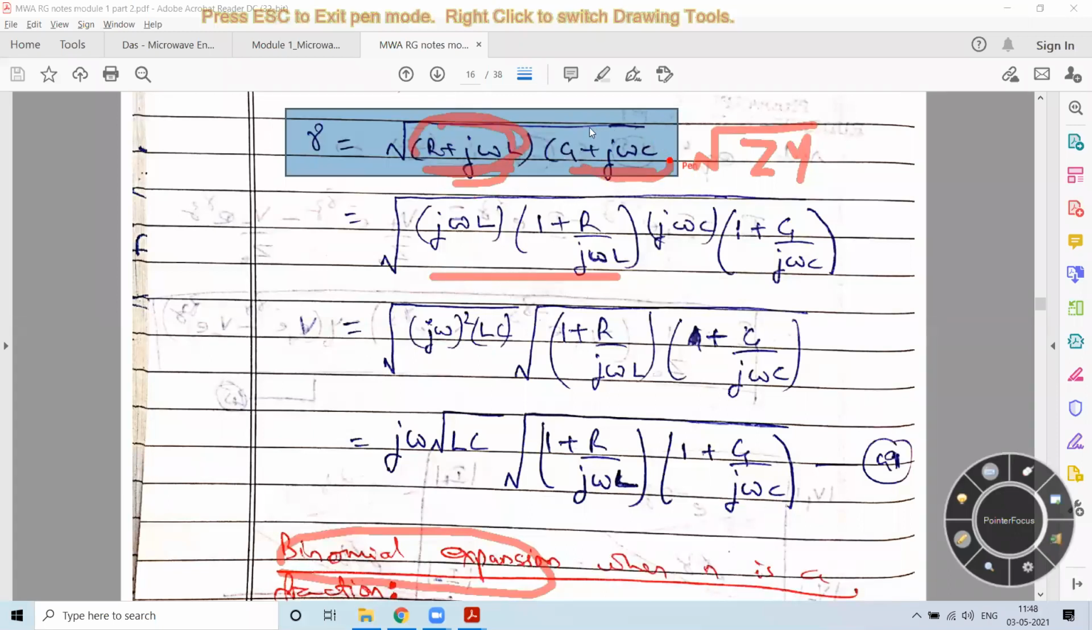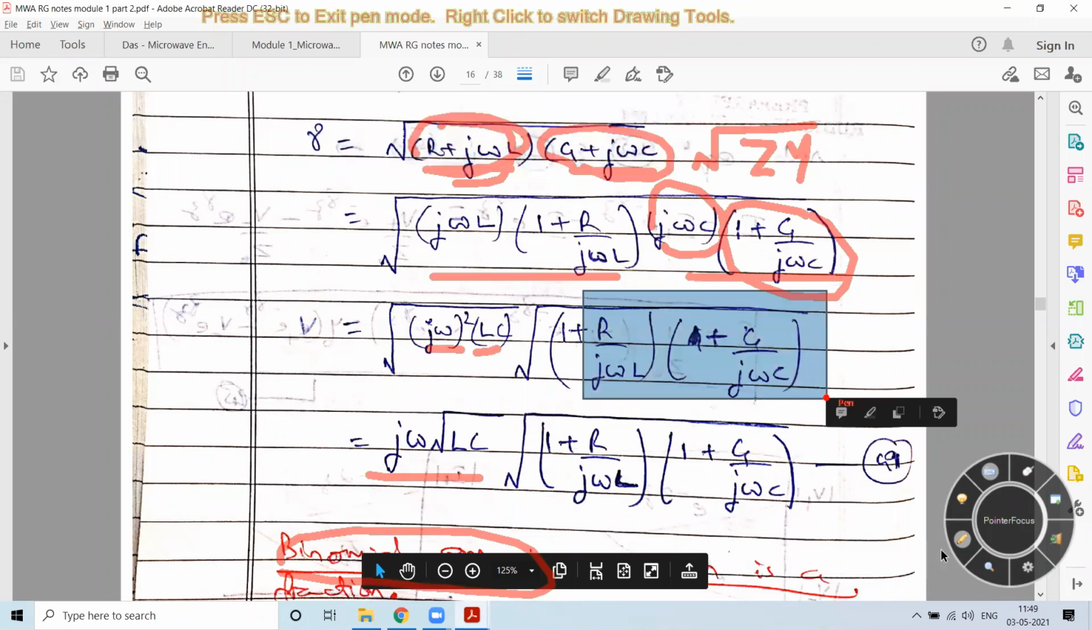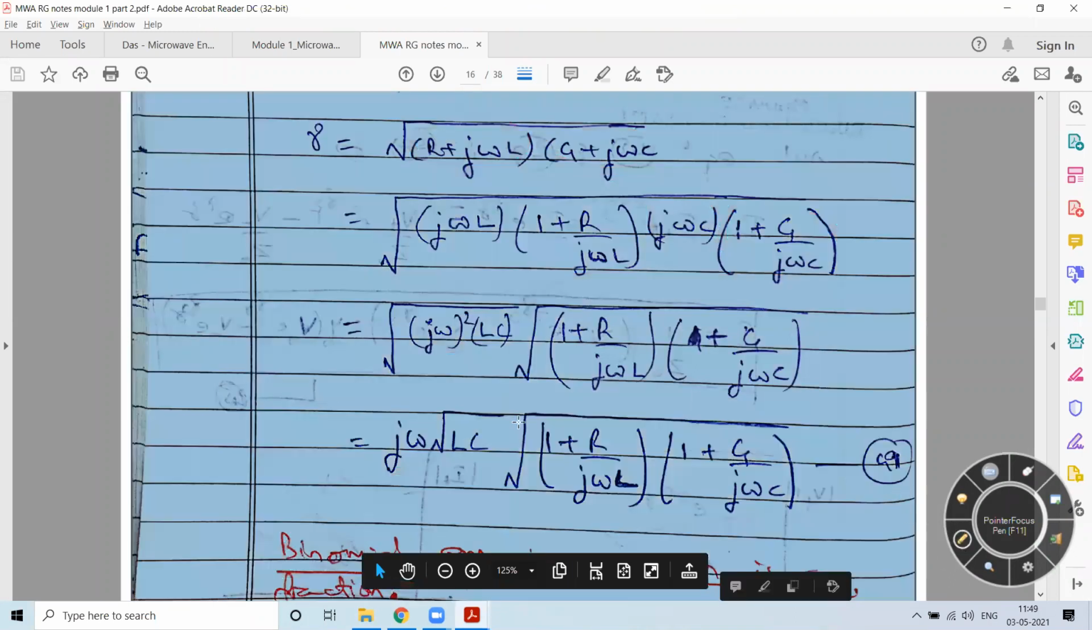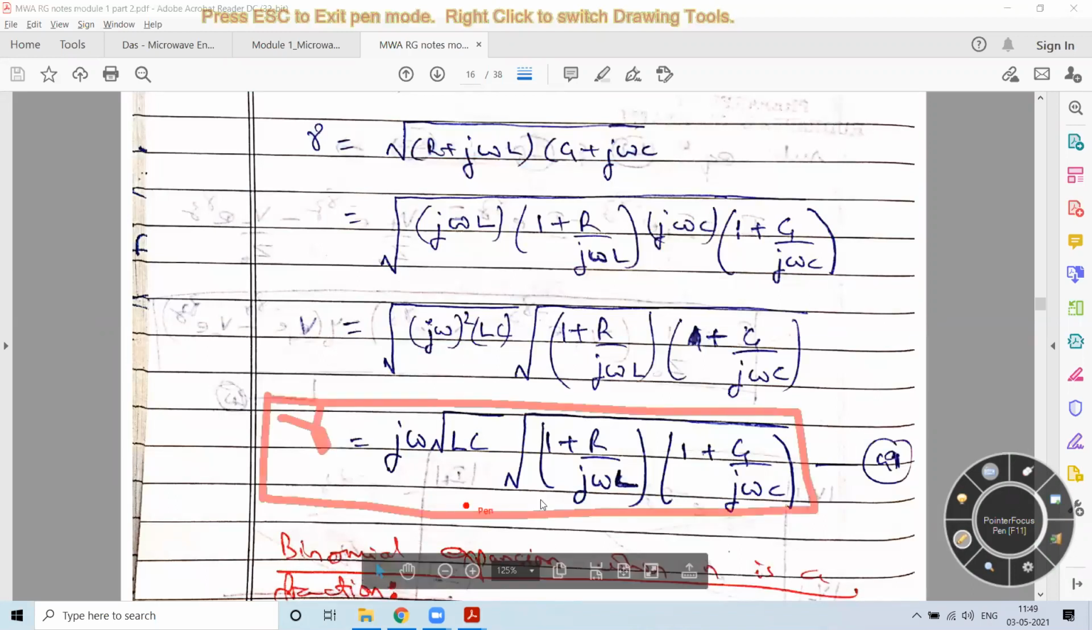And from here, I'll take jωC common. So when I take jωC common, I'll be getting 1 plus G divided by jωC. So this is the other parameter that I'll be getting. When I simplify this equation, gamma will be jω, since it is (jω) squared into LC, it is jω into square root of LC into square root of this parameter, into square root of this parameter. So we'll be ending up with gamma equal to this.